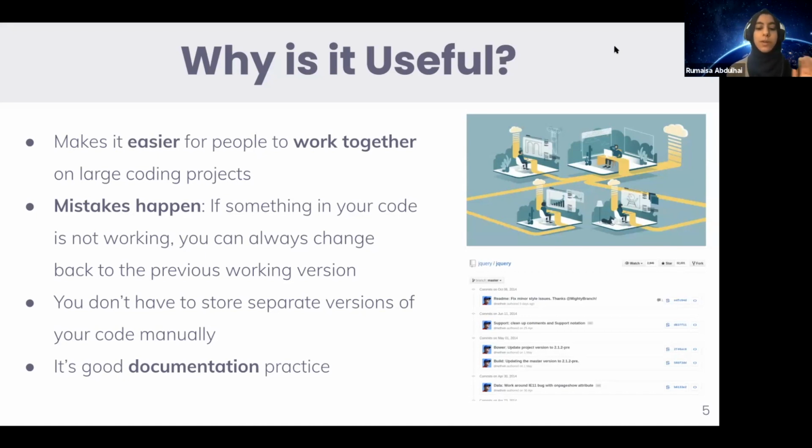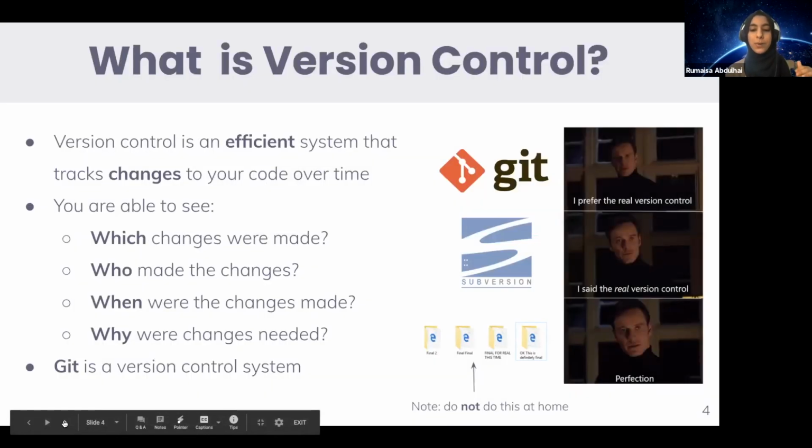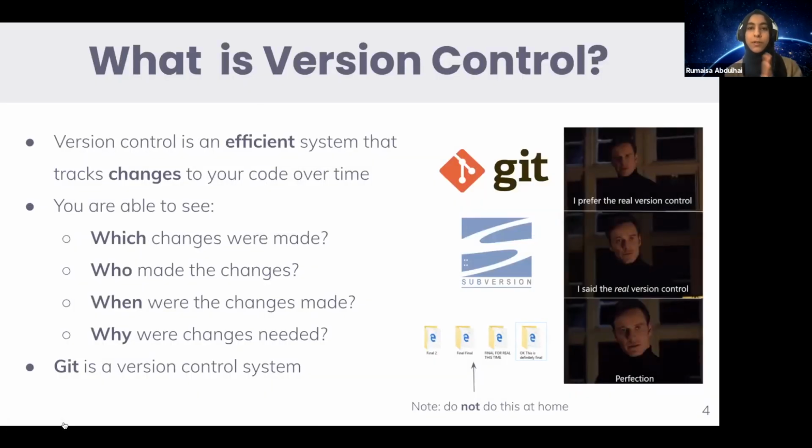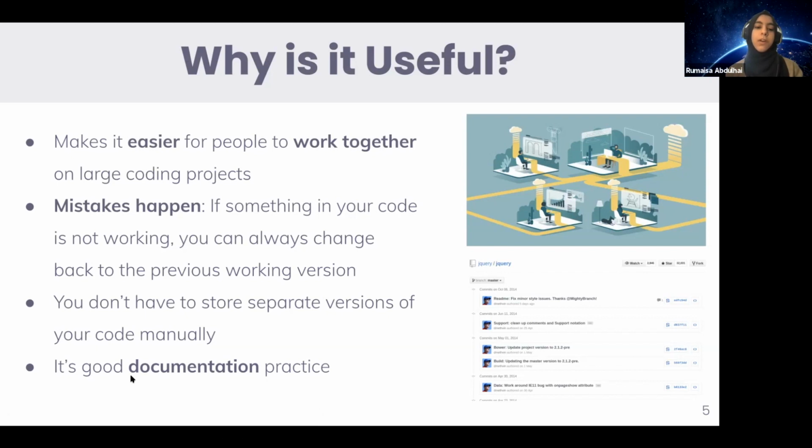Also, as we saw in the previous slide, you don't have to store separate versions of your code manually. Git will do that efficiently for you. So if you ever want to see what you did before and why you did it, you can use Git or GitHub to do that. And that's also just good documentation practice. Documentation is a way for you to mark progress in your code.